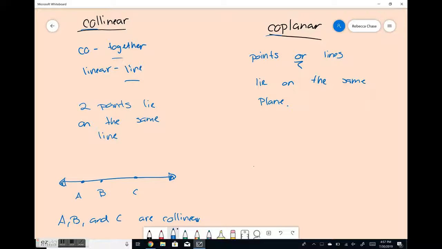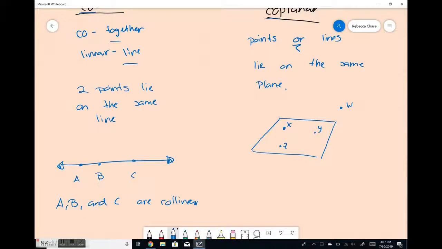So if I draw this real quick, and I have X, Y, Z, and say out here I have W. I can say that X, Y, and Z are coplanar, but W is not. W isn't on the plane. If we label it outside, that means it's outside of the plane. It's not in here.